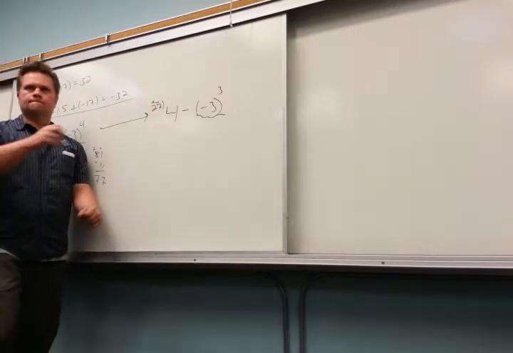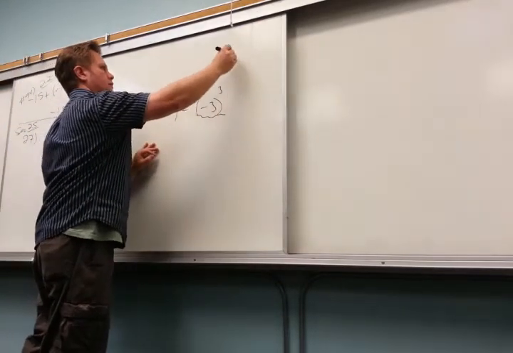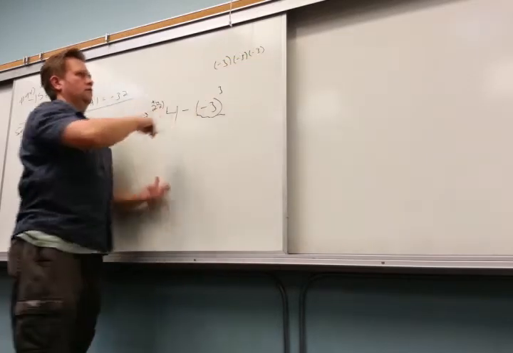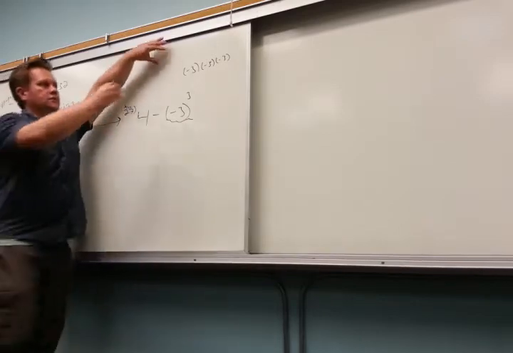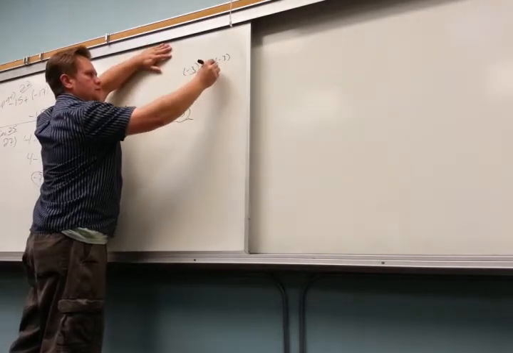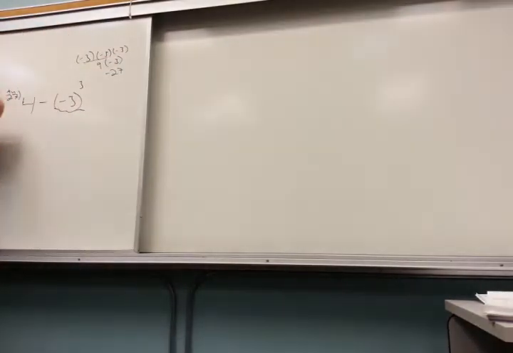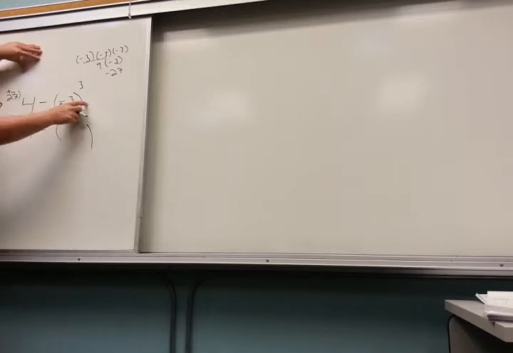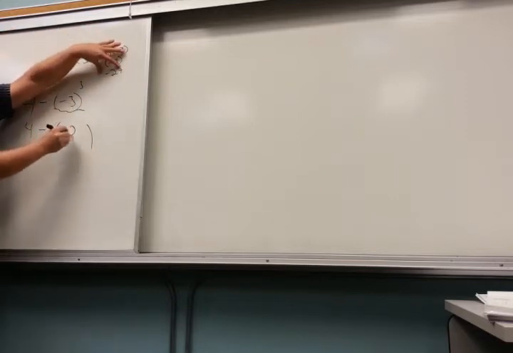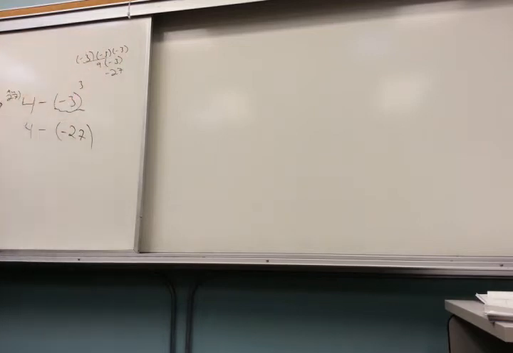It'd be a negative 27 because it's an odd exponent. Yeah, this is negative 3. So now negative 3 times negative 3? 9. Times negative 3? Negative 27. And so in place of this, the 4 is still there. That minus sign is still there. So this is now negative 27. So I replace this with what it is.